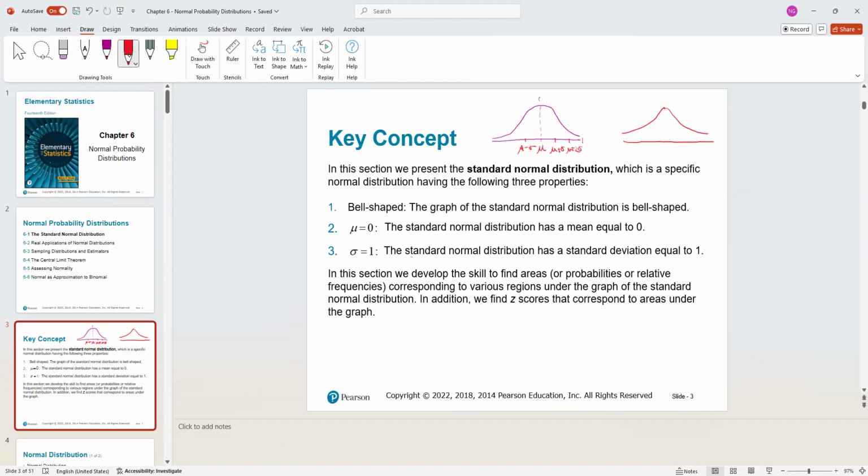In this section, as we said, we develop the skills to find areas or probabilities, relative frequencies, corresponding to various regions under the graph of the standard normal distribution. In addition, we find z-scores that correspond to areas under the graph. These skills become important as we move forward. Remember, we find probabilities, but there are different techniques we can use to find probabilities using tables. That's what we're going to do here, using tables.